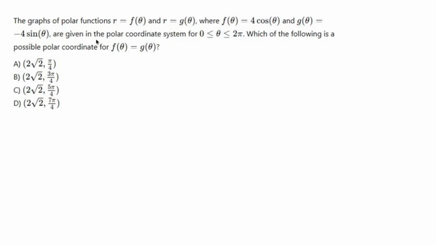The graphs of polar functions r equals f of theta and r equals g of theta, where f of theta is 4 cos theta and g of theta is negative 4 sine theta, are given in the polar coordinate system for everything in between 0 and 2 pi. Which of the following is a possible polar coordinate for these when they're set equal to each other?